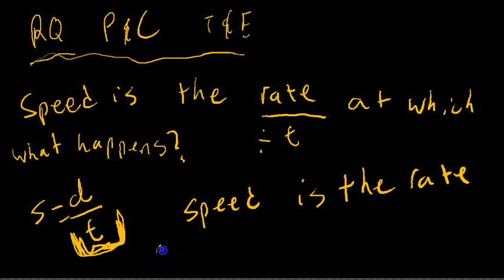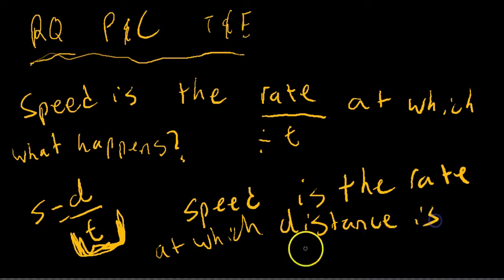So speed is the rate at which distance is covered, right? Covered. Okay? Sorry, it's a G thing. I did G, but it's not G, so covered. If you think about it, it's pretty simple. Sorry about my phone. It's pretty simple.